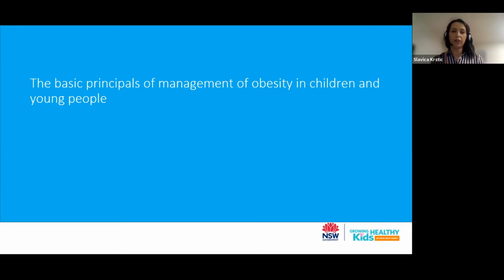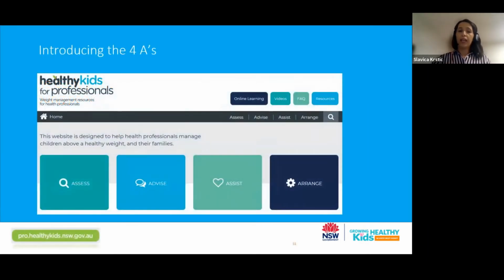So we know now that obesity is a problem and it can be treated. So what is our role and what can we do about it? The evidence supports screening for obesity of all healthcare patients, combined with referrals to appropriate intervention services as well. How we advise to do this is by using what we call a 4A's approach. 4A stands for assessing, advising, assisting, and arranging. I will go through them in stages. The health department has also developed a website called Pro Healthy Kids, and all the resources that we're using today will be available on this website as well.